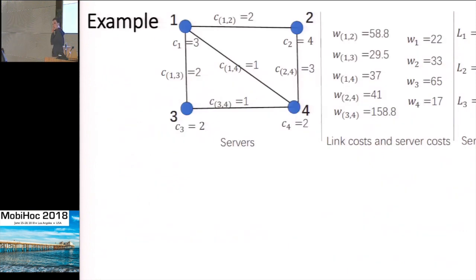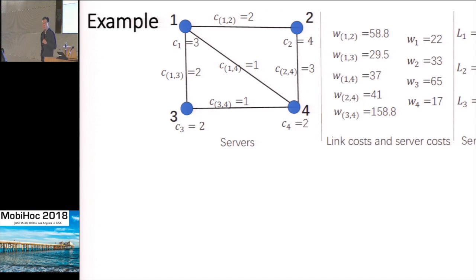So before I dive into the equations, here is one example. I have a very simple network with 4 nodes. And for each of these nodes, for example node 1, I have this C1 here, which is the capacity of node 1. So C1 equal to 3 means that this server can support at most 3 functions.